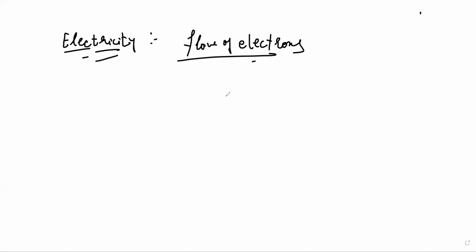A path. So flow of electrons, right? Correct, sir. Not only electrons, we should write charges, right? Exactly. Flow of charges.